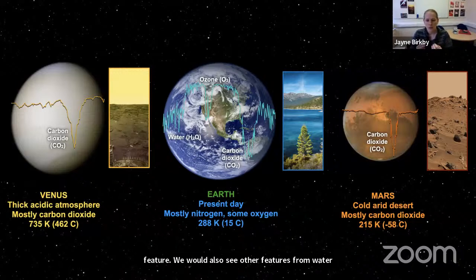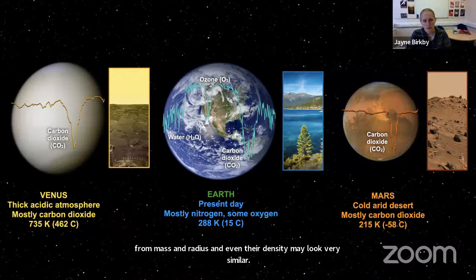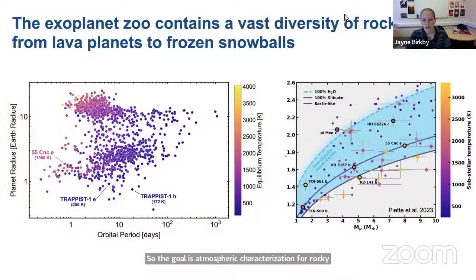So a spectrum is a very powerful way of being able to tell the difference between different scenarios for planets that simply from mass and radius and even their density may look very similar. So the goal is atmospheric characterization for rocky exoplanets across the wild diversity that we see. Let's take a look at that diversity.